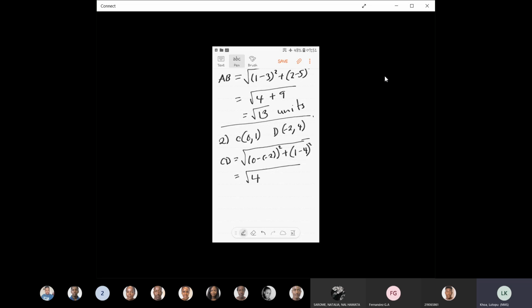Okay, and then 1 minus 4 is -3. -3 squared is equal to 9. So I have 4 plus 9. This is also the square root of 13. And leave it like that. Okay, then number 3, 4, and 5, those you can do. You can go and try them. Then let's look at number 6.